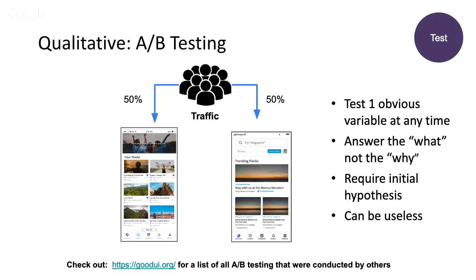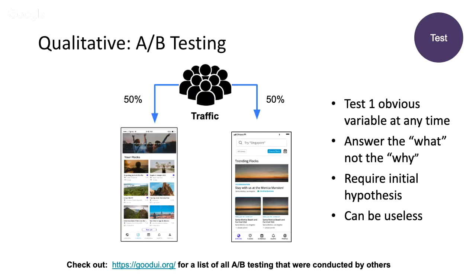Also, answering what is happening does not answer the why. If you want to know why you are seeing this particular result, this particular statistical figure, you might need to conduct some qualitative analysis. Then, of course, when you do this, you need to have some initial hypothesis. Otherwise, you will be very, very lost. And also, these two things can be useless if you don't know what you are doing.